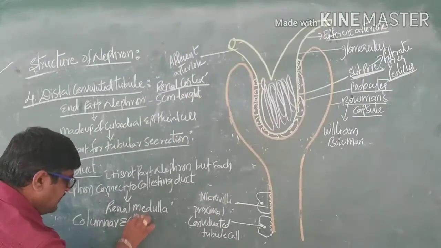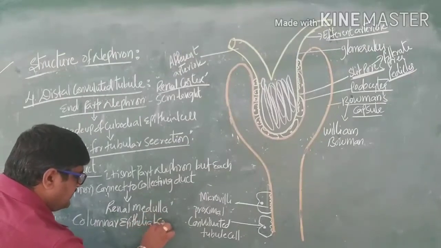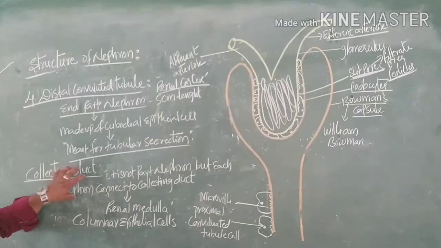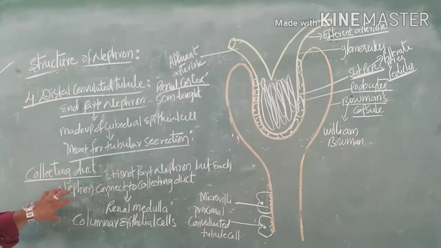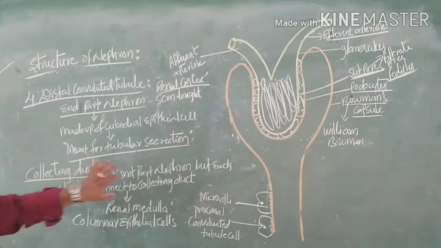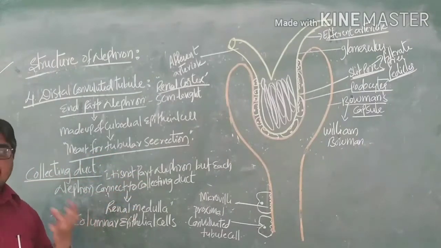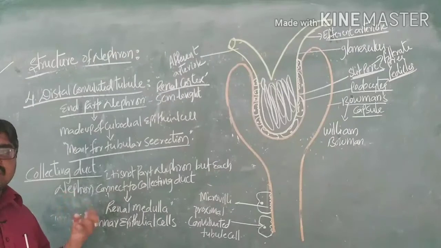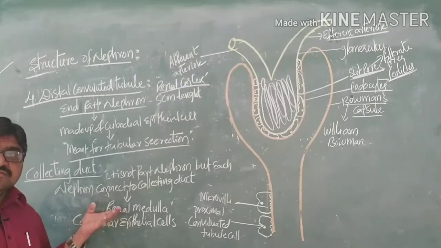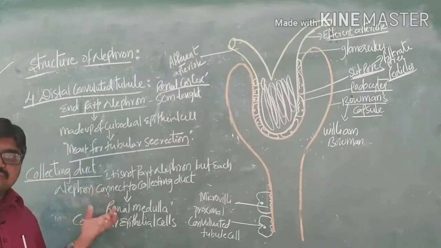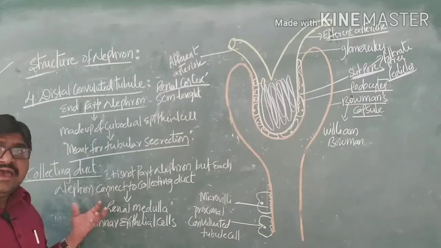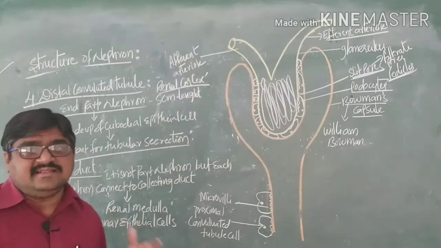It is mainly made up of columnar epithelial cells. Each nephron is connected to the collecting duct, which collects all the waste materials from the nephrons. It is present in the renal medulla, it is a straight connecting tubule, and it is made up of columnar epithelial cells.